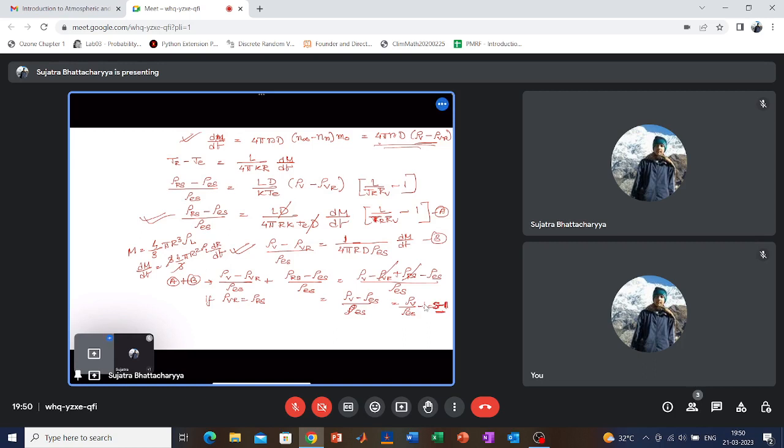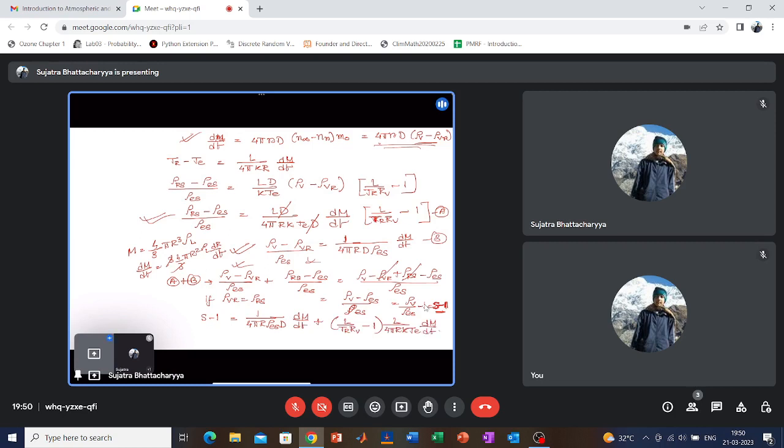Fine. And then we can write, rho V minus rho ES upon rho ES is nothing but the summation of these two. So from here we can add A plus B and write down S minus 1 will be equal to 1 by 4 pi R rho ES D into dm dt, plus L by RV TR minus 1, L divided by 4 pi R K TE dm dt.